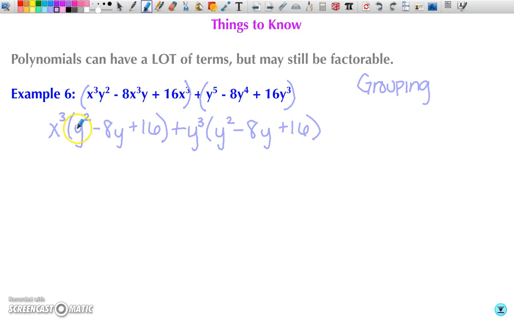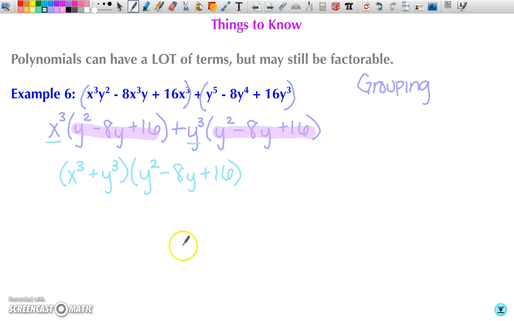Now notice how at this point, these two things are exactly identical. So because those are identical, what I'm going to do is group together what's on the outside. So I'm going to pull the x cubed and the y cubed together. I'm going to group them, x cubed plus y cubed, and then write that these are both being multiplied by y squared minus 8y plus 16.